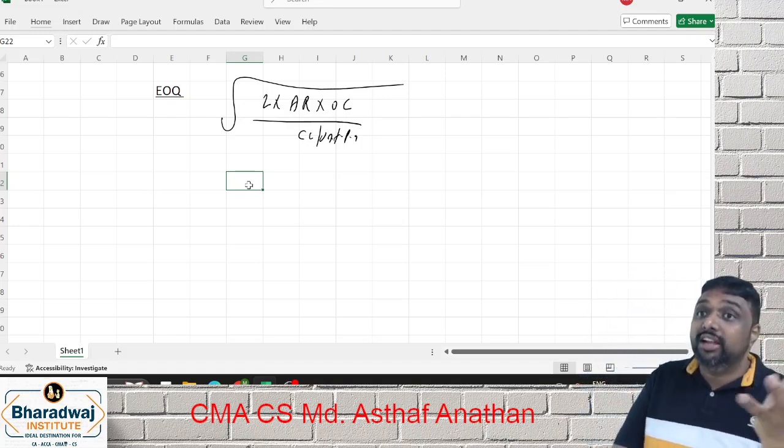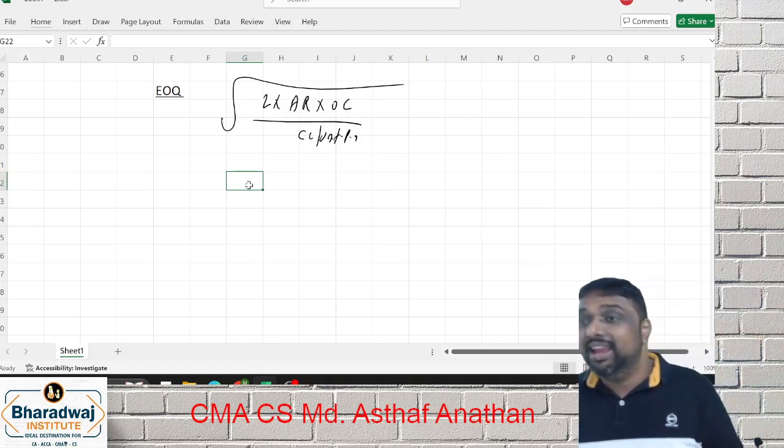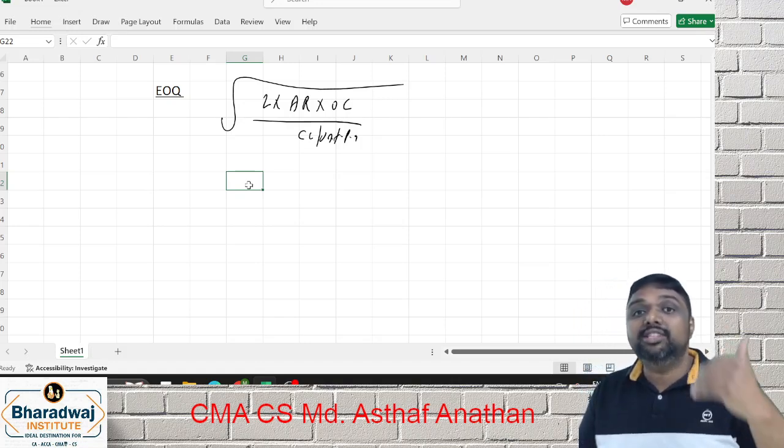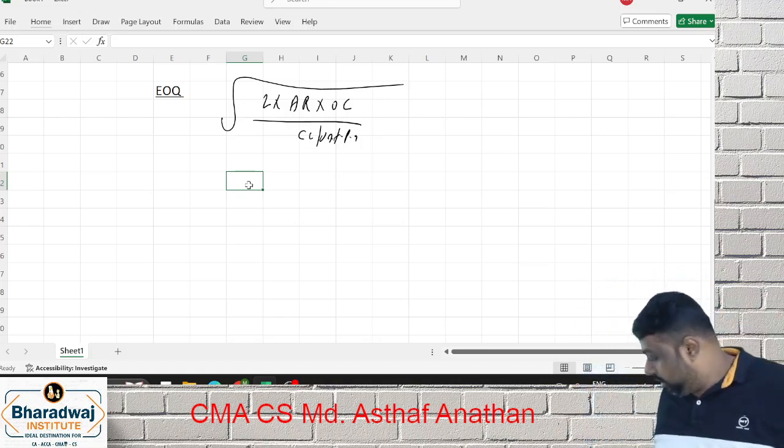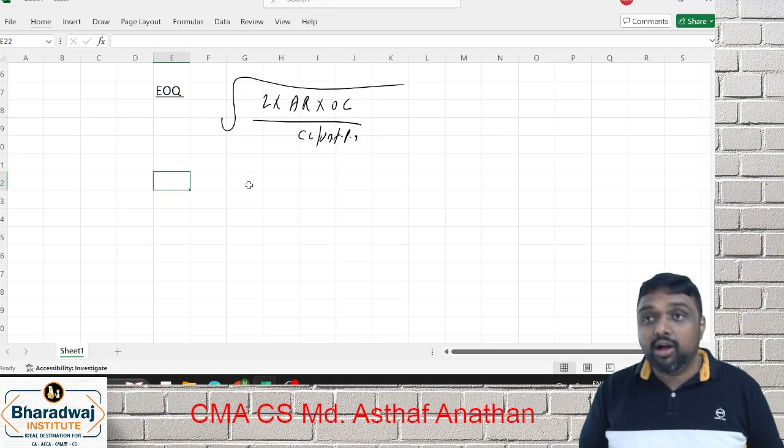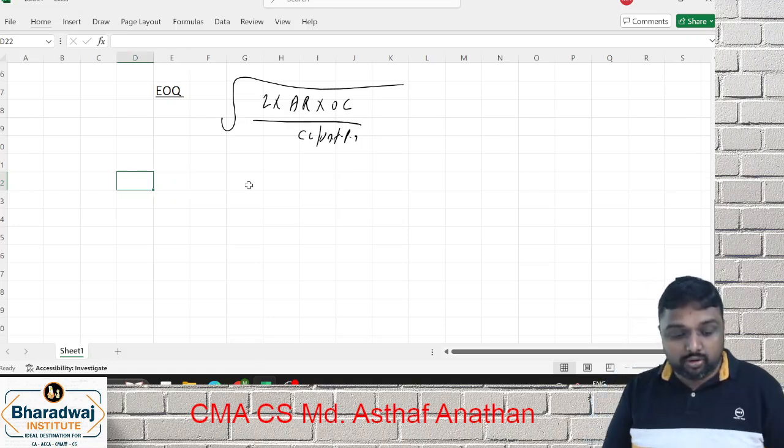Compare the EOQ with a discount offer. Like that, they will ask you some additional questions. So you want to identify what are all the other costs. We have to identify the total cost. There are three types of costs.